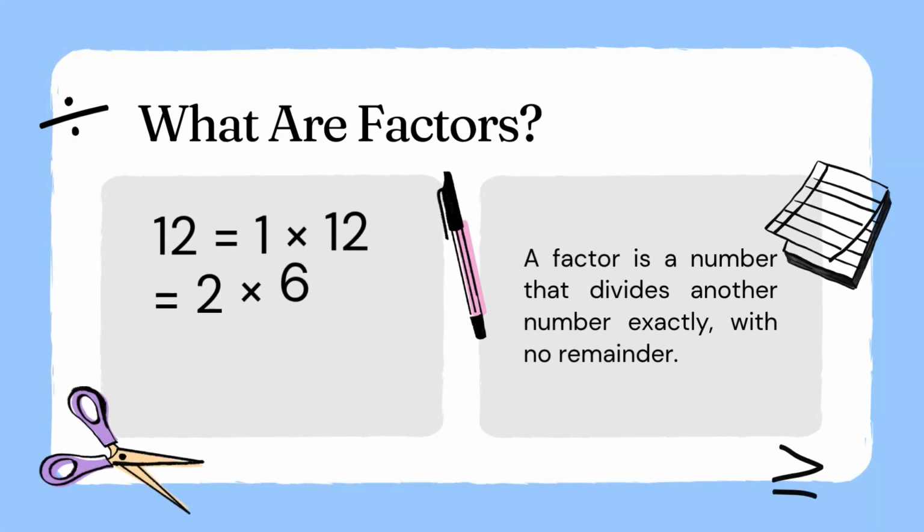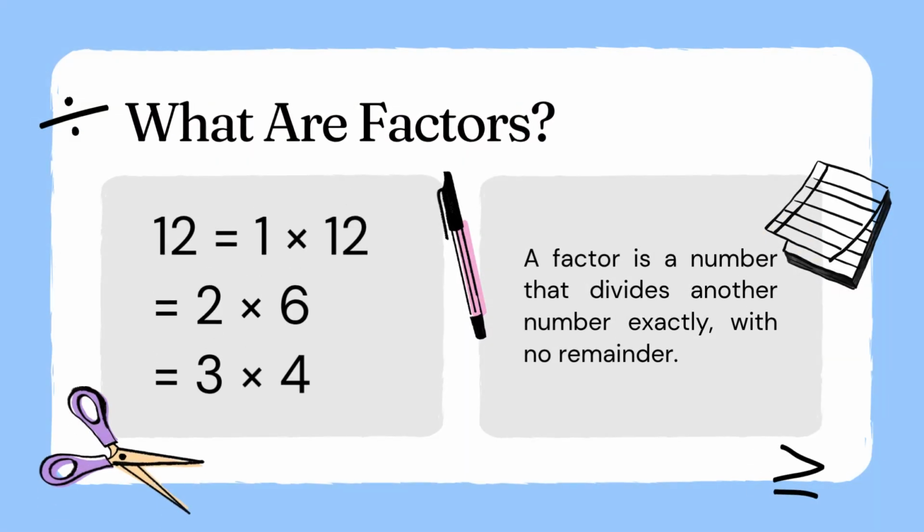Let's start with factors. A factor is a number that divides another number exactly, with no remainder. For example, the factors of 12 are the numbers that can be multiplied together to make 12: 1 times 12, 2 times 6, and 3 times 4. So, the factors of 12 are 1, 2, 3, 4, 6, and 12.